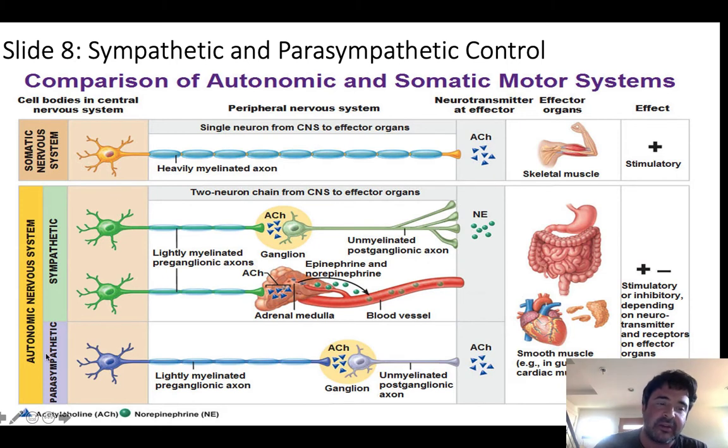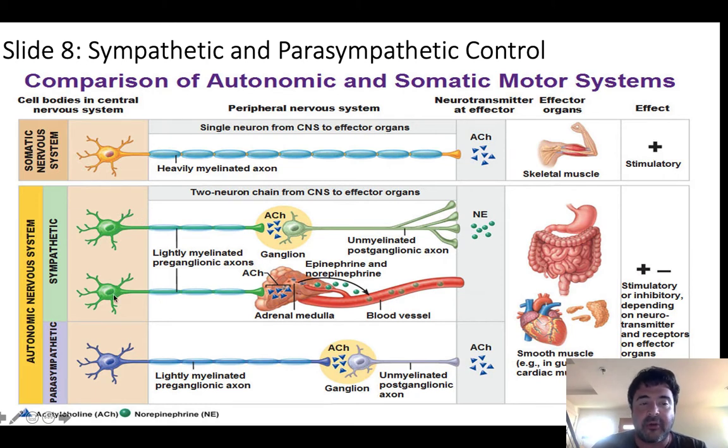Now, when you get down into the sympathetic and parasympathetic nervous system, sympathetic nervous system is your fight or flight system. Both the sympathetic and parasympathetic nervous system are regulated at the level of the brainstem, and then the hypothalamus regulates what's going on in the brainstem. So the hypothalamus is kind of the master controller of all this. But many of the nuclei that control the sympathetic and parasympathetic nervous system are in the brainstem.